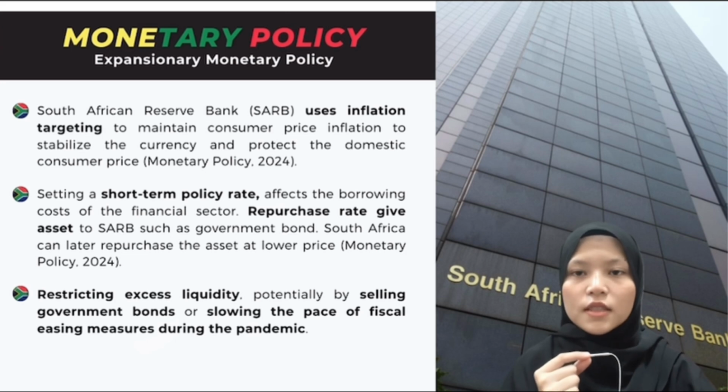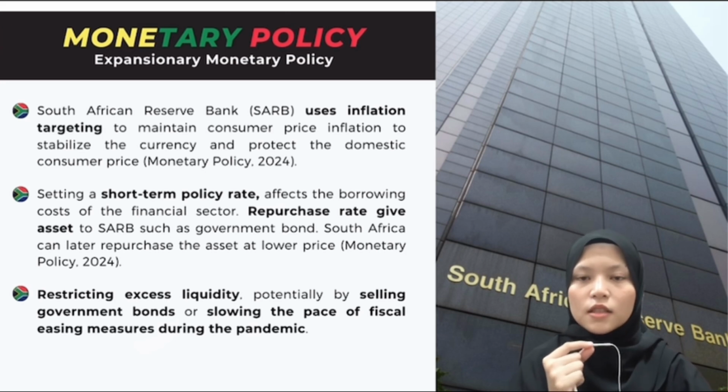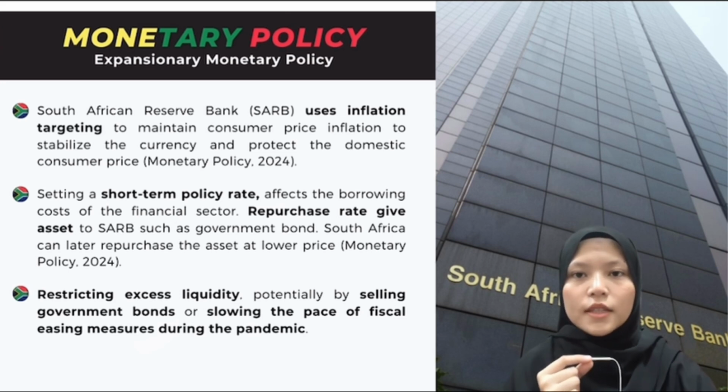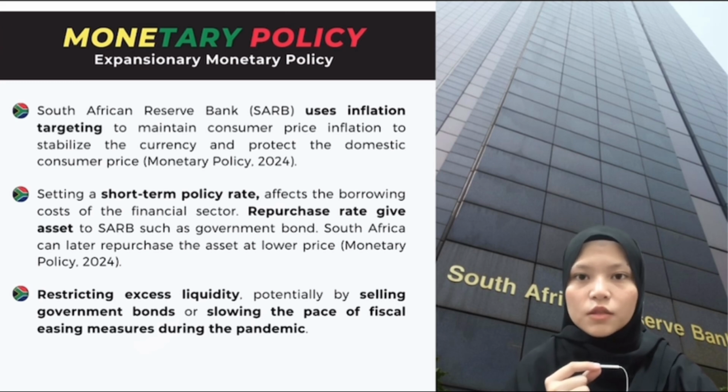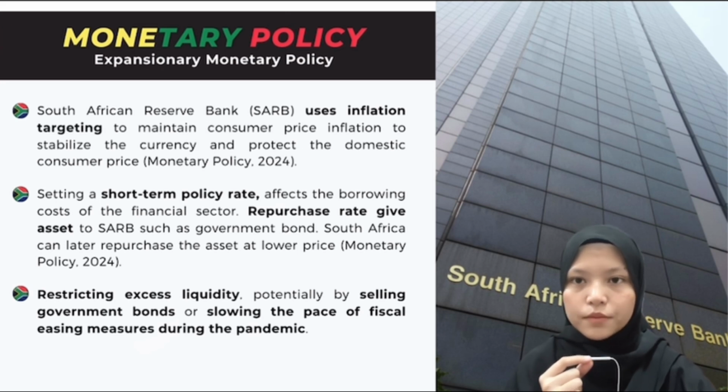The repurchase rate gives assets to SARB, such as government bonds, and South Africa can later repurchase the asset at a lower price. The SARB can also manage inflation and currency depreciation by restricting excess liquidity, potentially by selling government bonds or slowing the pace of fiscal easing measures during the pandemic.